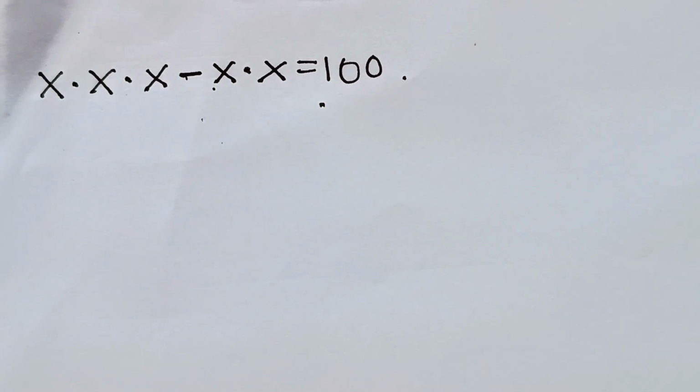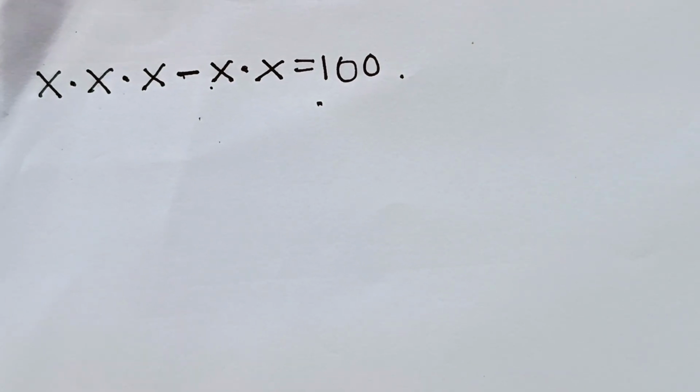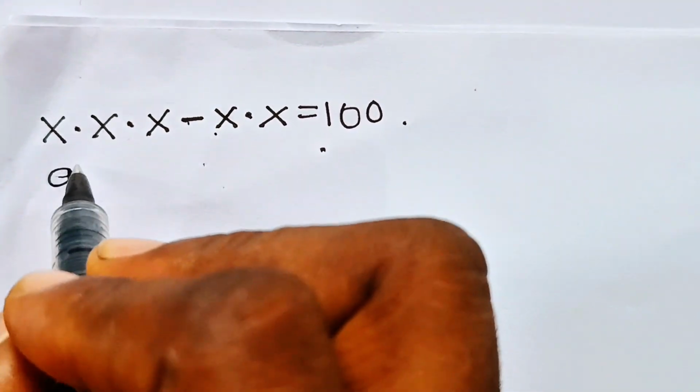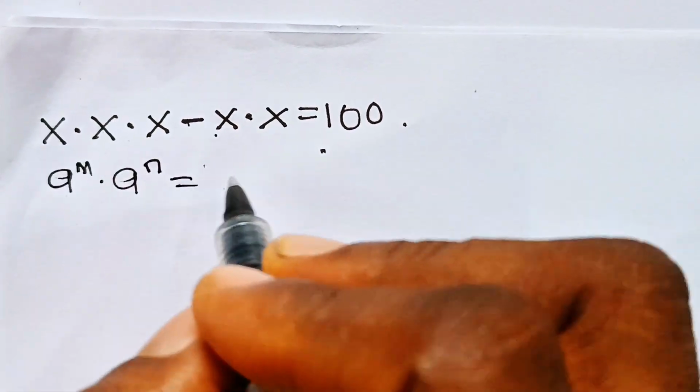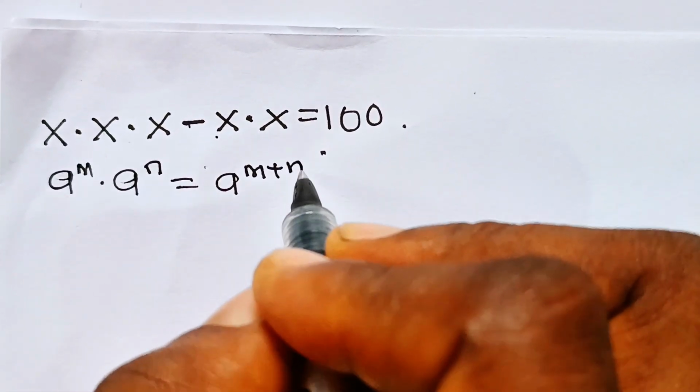Wonderful people. Today we are asked to solve for the value of x. Now first, note that a to the power of m multiplied by a to the power of n is equal to a to the power of m plus n.